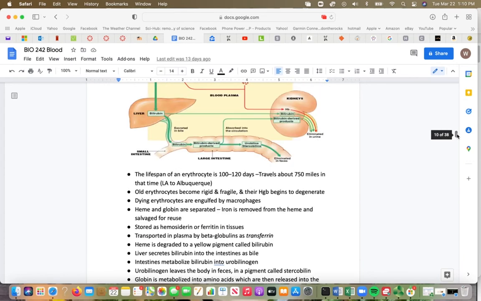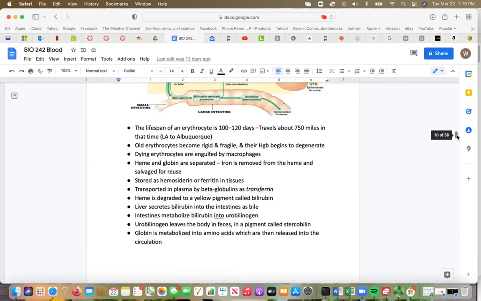So typically that red blood cell is going to live 100 to 120 days. It will travel about 750 miles in that time, which would be like going from Los Angeles to Albuquerque, New Mexico. So we do need to recycle the old erythrocytes because they become rigid and fragile. Their hemoglobin starts to degenerate. They're just not going to do a good job anymore. So they will be engulfed by the macrophages.